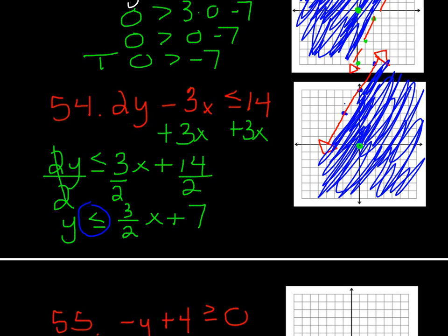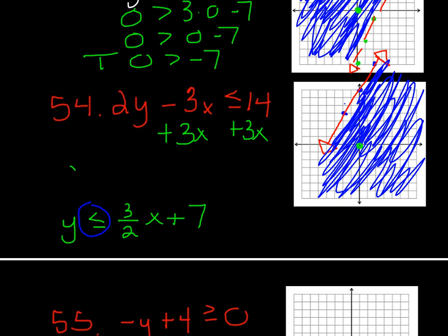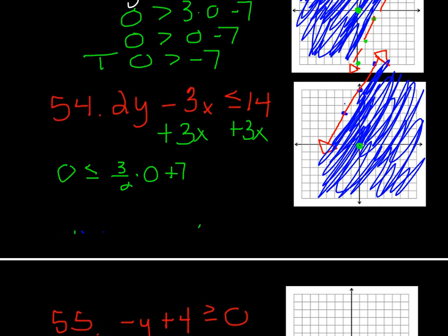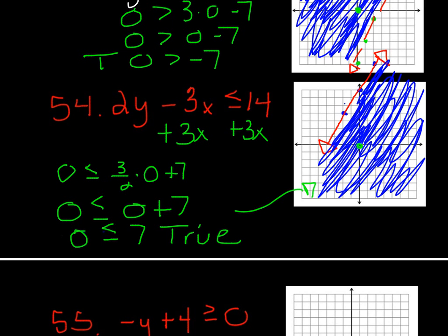And to do our test point, again, we see that our test point would be in the shading, so 0, 0 should make a true statement. So I am going to erase all this stuff and put that in. So 0 is less than or equal to 3 over 2 times 0 plus 7, that ends up being 0 is less than or equal to 0 plus 7, which means that 0 is less than or equal to 7. That is true because 0 is less than 7, which means that our graph was correct.